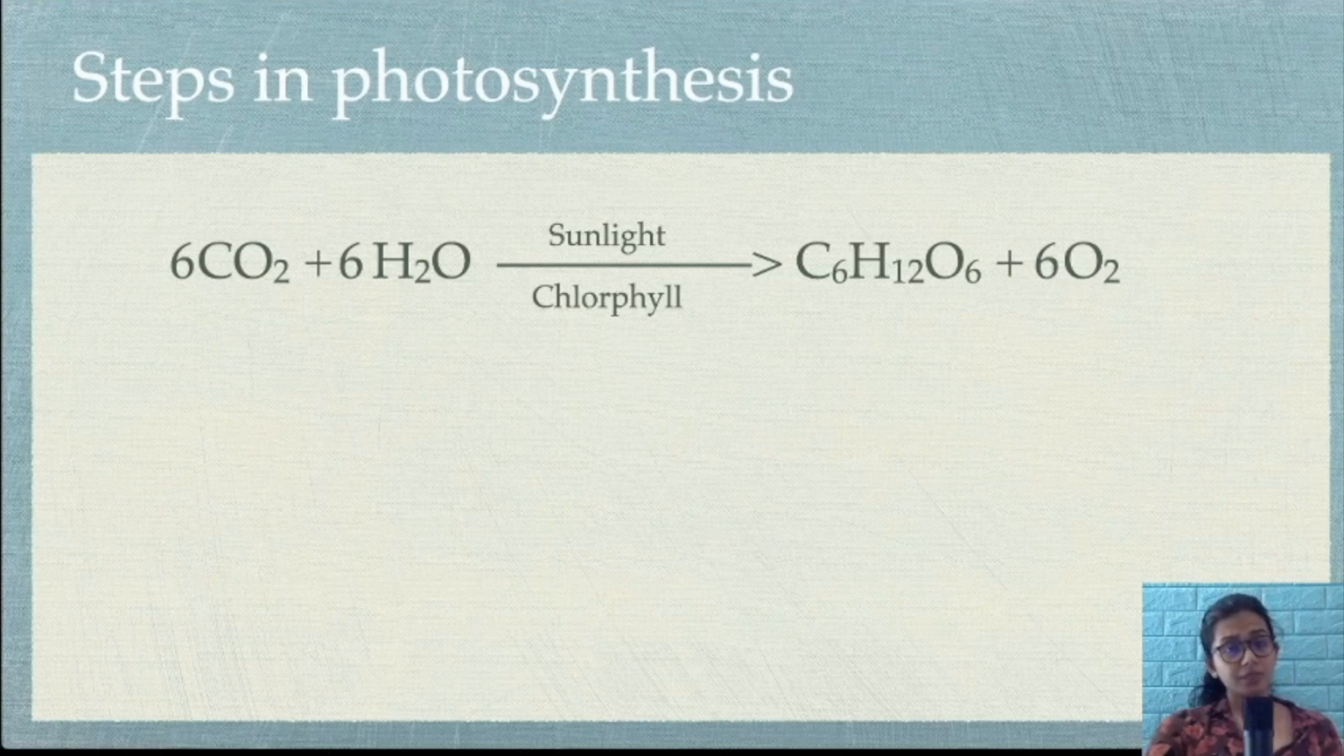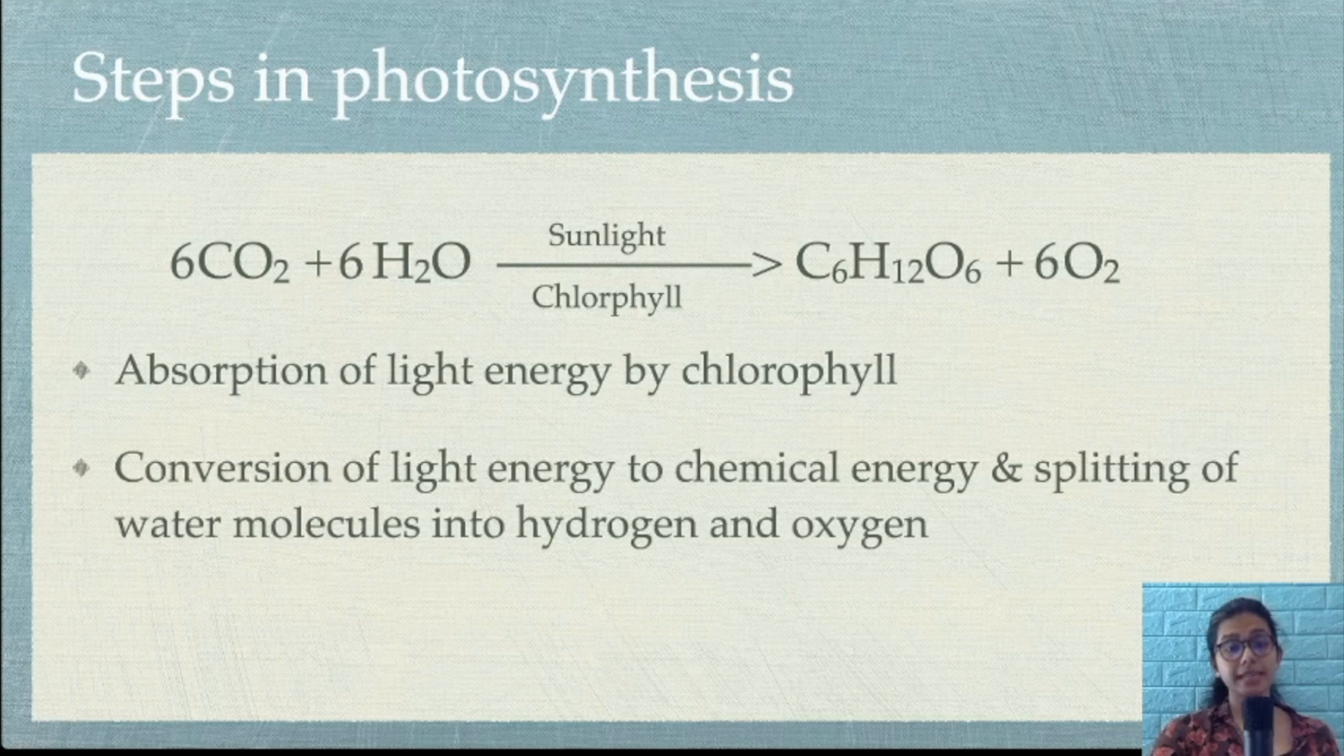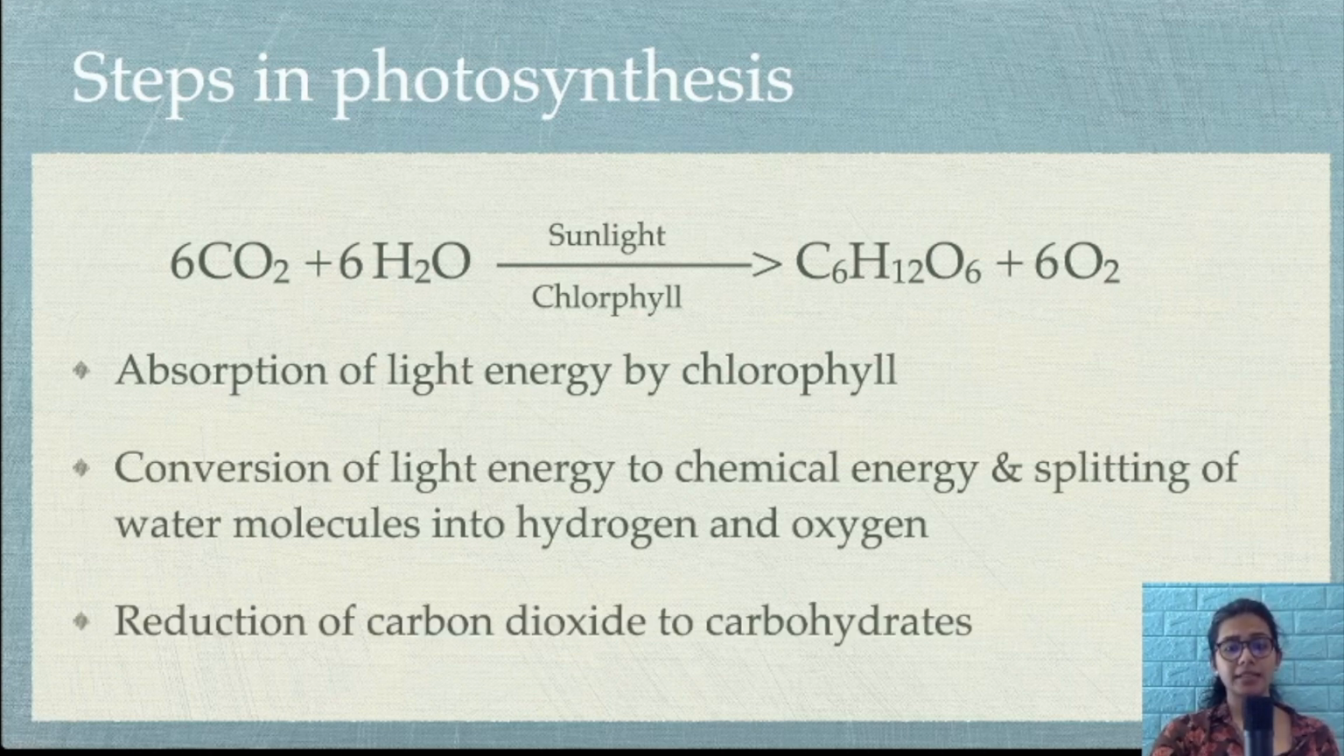So what are the steps in photosynthesis? Light energy is absorbed by chlorophyll pigments. Then this light energy is converted to chemical energy and the water molecules get split into hydrogen and oxygen, and carbon dioxide gets reduced to carbohydrates. Now this need not be the order in which photosynthesis occurs in all plants. That means this is an interchangeable order.